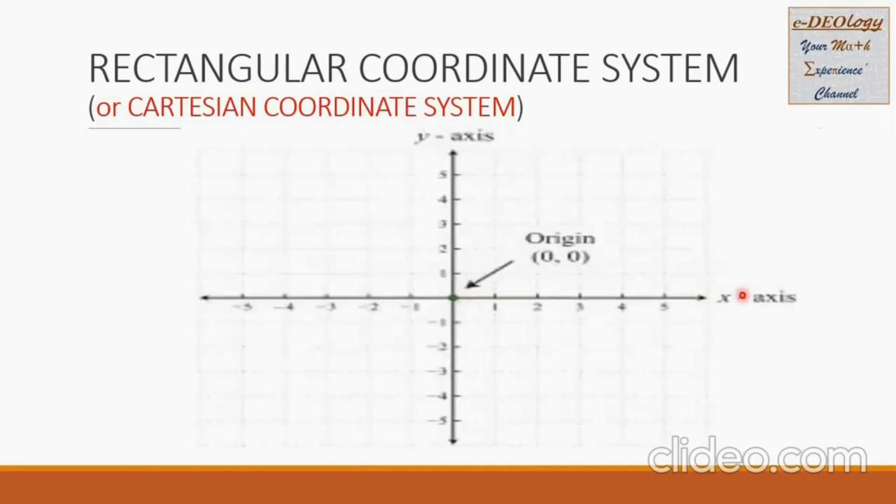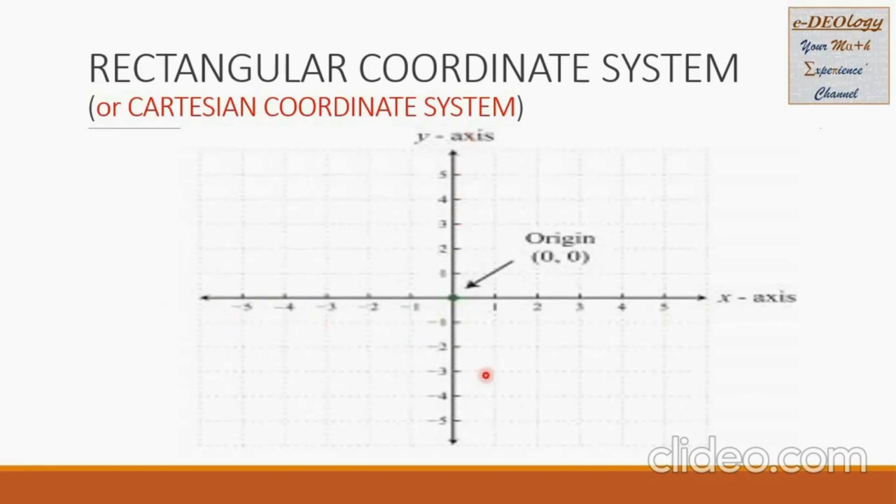If we look at our x-axis from the origin going to the right side, we will number this portion as positive numbers, starting from 1, 2, 3, 4, 5, so on and so forth. Also, from the origin, going to the left side of the x-axis, all numbers here are negative, starting from -1, -2, -3, -4, -5, so on and so forth.